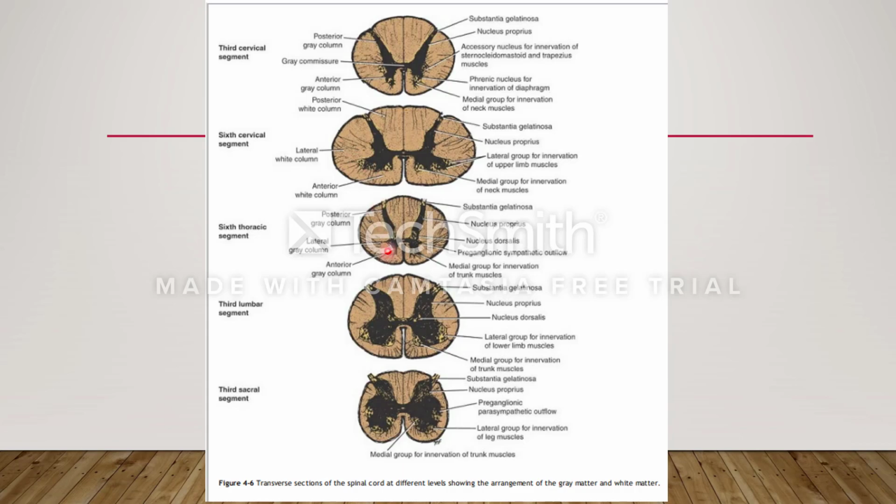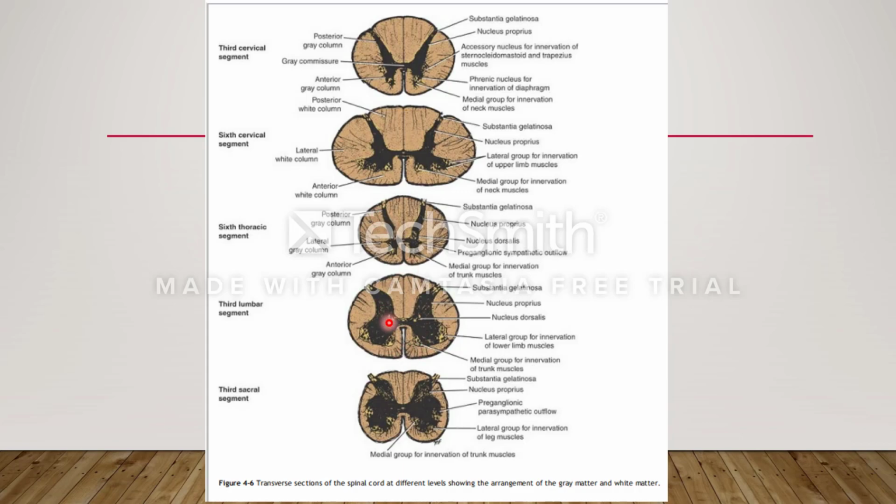In the thoracic segment, we have a very small gray matter, a very small anterior gray column, because here only the medial group is present. See here, this is the medial group, present for the trunk muscles. This is the posterior gray column, where the substantia gelatinosa, the nucleus proprius and the nucleus dorsalis are also present.